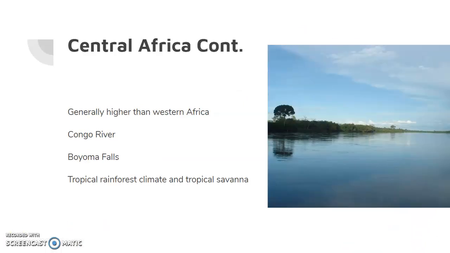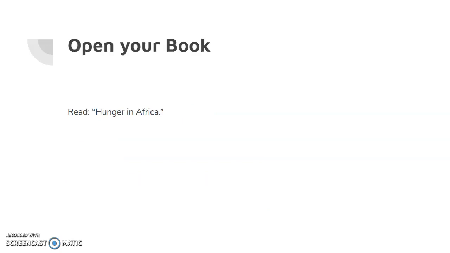This area is generally higher than Western Africa as far as its elevation goes, with an average elevation of 900 to 1,500 feet. This is the home of the Congo River, which is an incredibly important river to the area, and it's also a notable historical river. Lots of interesting things happen there. We also have Boyoma Falls in the area, which is one of the world's largest waterfalls in volume. And we also have tropical rainforest climate and tropical savanna in this area. Okay, so open up your book and read about hunger in Africa. That's on page 149.